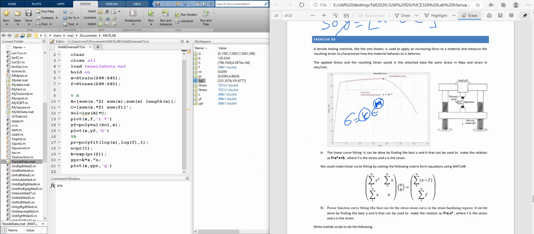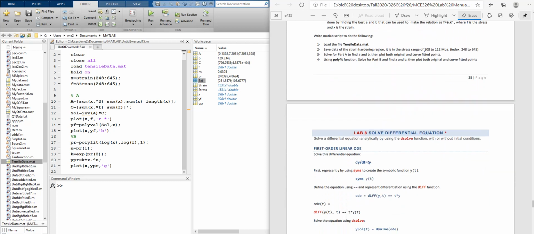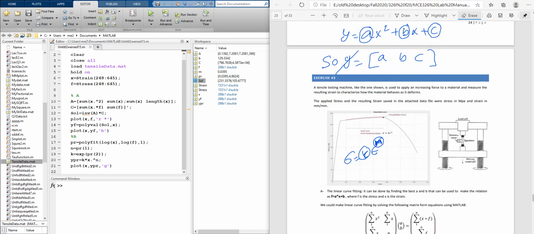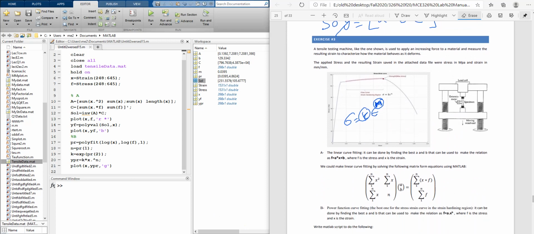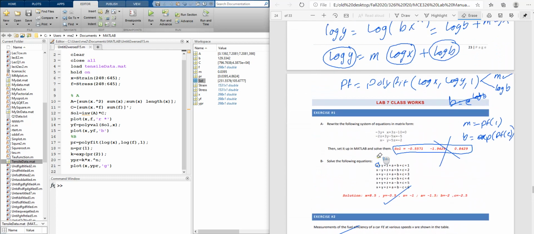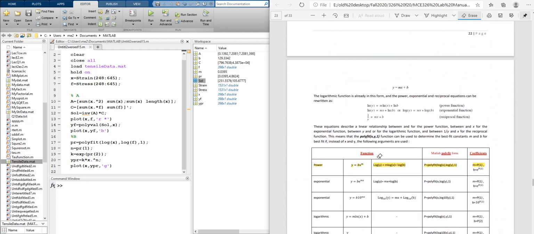Using a polyfit function, solve for b and find a and b, then plot both original and curve fitted points. We did this one. Actually, yes, it's a and b, but a here is the value of k and b is the value of n, as we wrote here. So we solved the third question, how we can use the polyfit. Second question already done, first question already done. Just a note, guys.